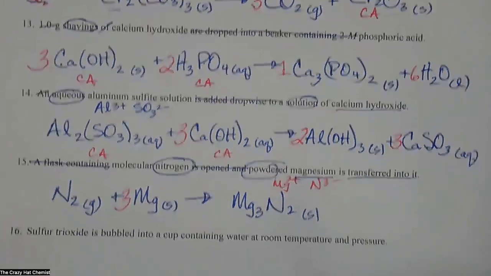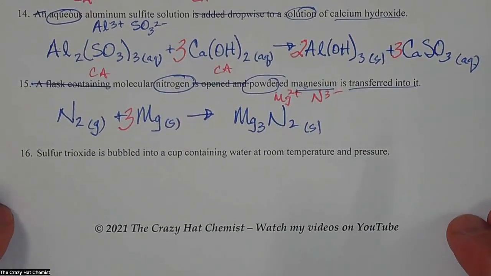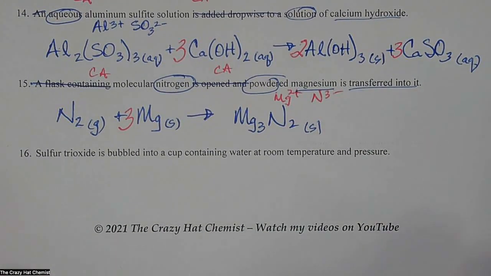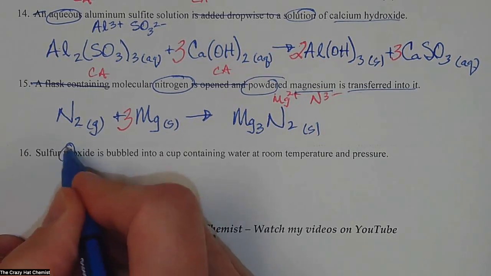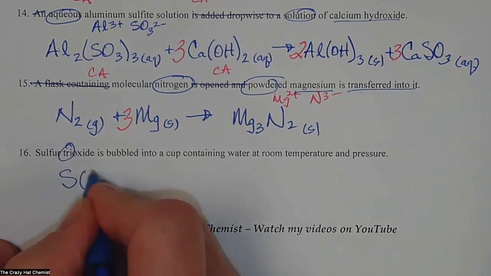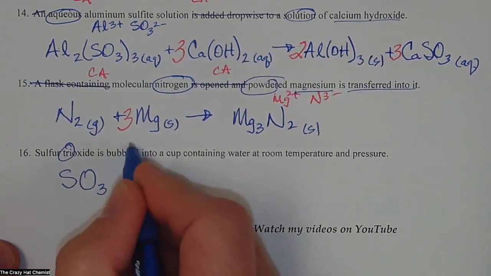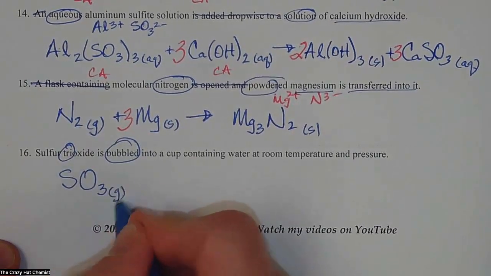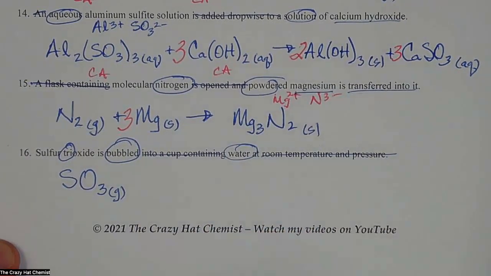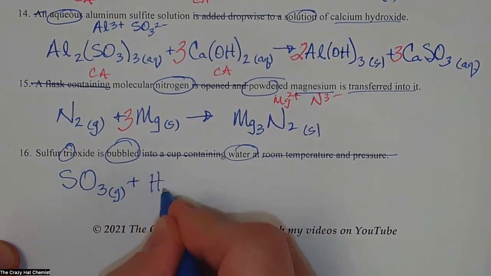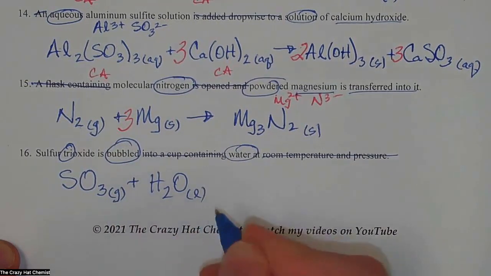Okay, next one. I'm going to slide this up here. And here we go. Sulfur trioxide. Okay, so sulfur trioxide. This is a binary covalent compound because it has prefixes. So sulfur, oxide, tri. It says it's bubbled. That lets you know it's a gas. Into a cup containing water at room temperature and pressure. Water, H2O. That's a liquid.